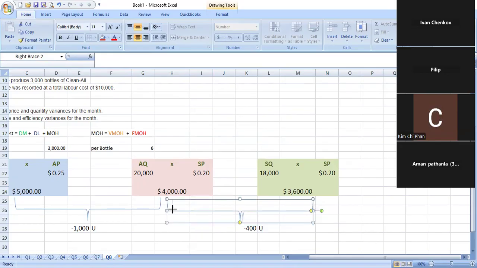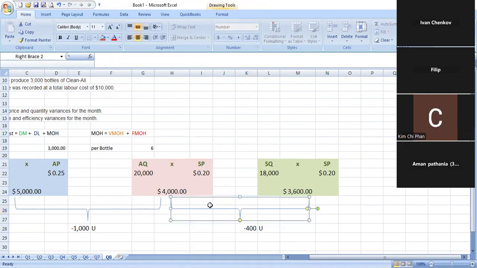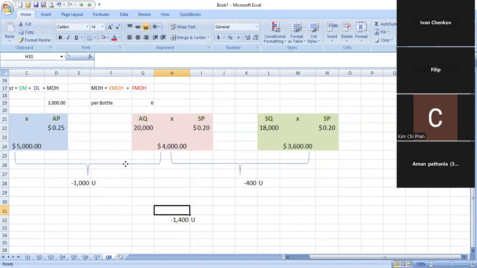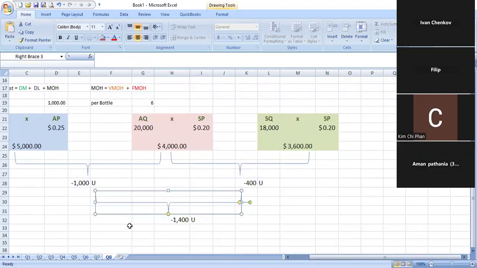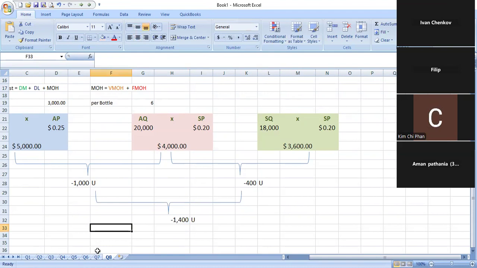Totally, completely unfavorable here on the material. And there's nothing we can do about it. So the total overall spending is strictly and strongly unfavorable, of $1,400. So now let's check the labor.